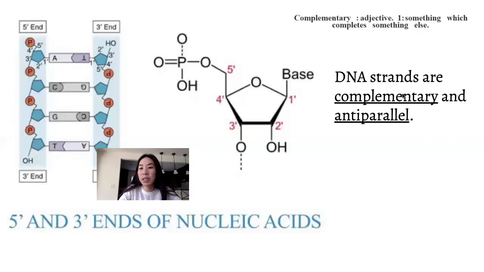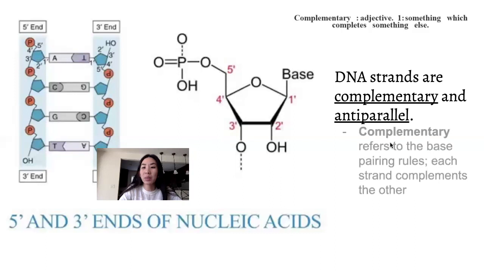So when we think about DNA strands being complementary, this refers to the base pairing rules. So each strand complements the other. So G, C, A, T are our base pairing rules.